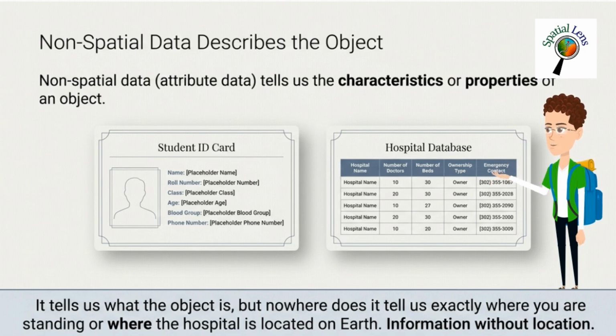Similarly, imagine a hospital database. It may contain the hospital name, number of doctors, number of beds, ownership type, and emergency contact number. These are all attributes, but they don't tell us where the hospital is located on Earth.